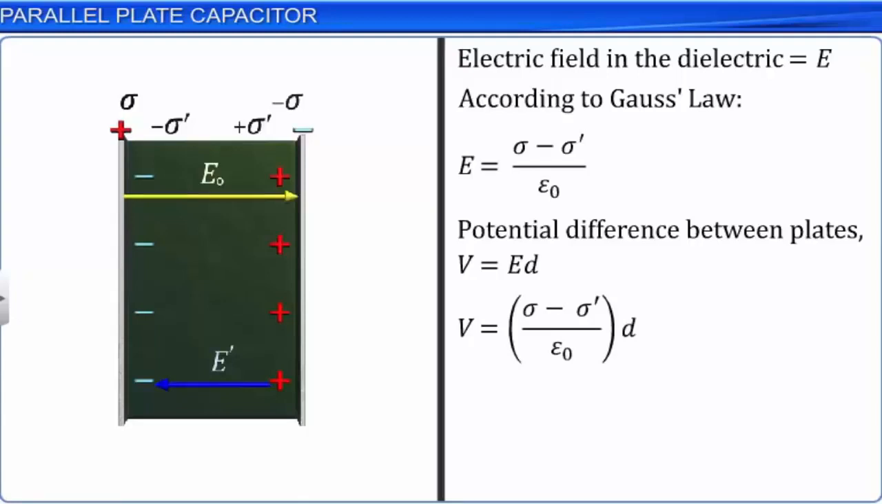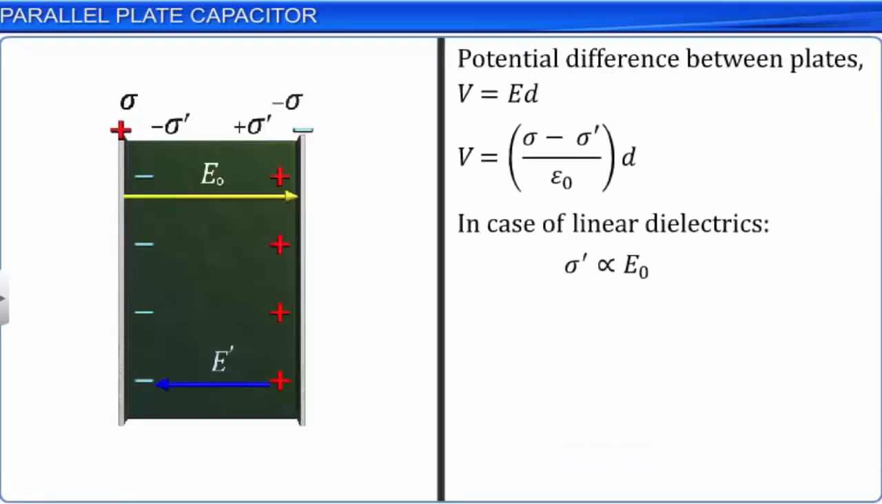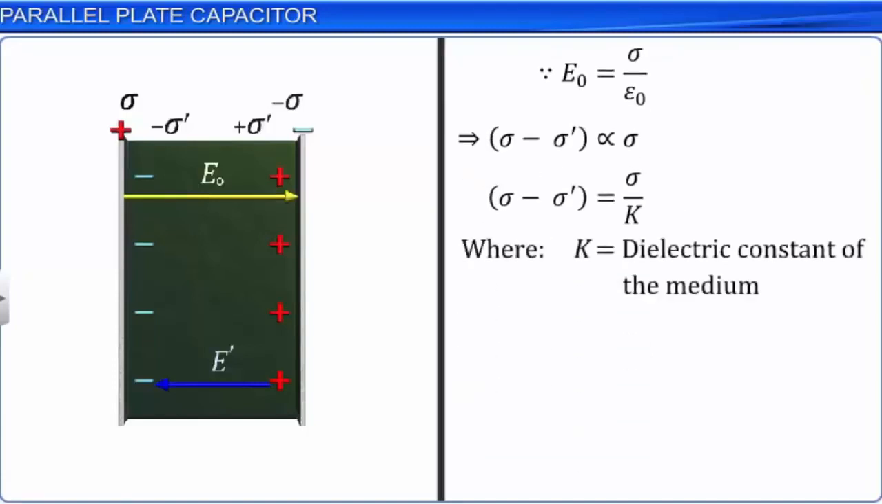In the case of linear dielectrics, sigma dash will be proportional to the external electric field strength E naught. But since E naught is equal to sigma by epsilon naught, it implies that sigma minus sigma dash is proportional to sigma. Or we can say that sigma minus sigma dash is equal to sigma by K, where K is a constant of proportionality which is called the dielectric constant of the medium.